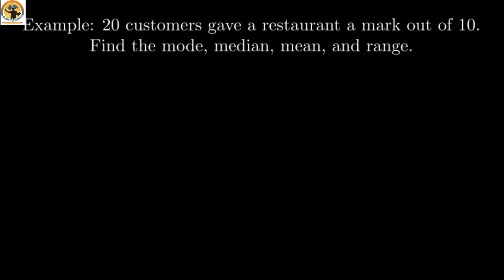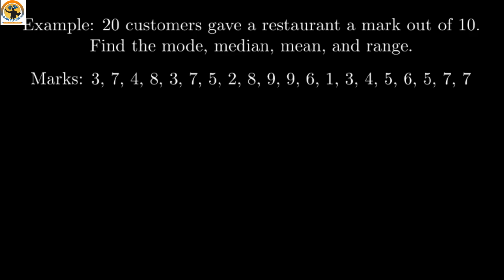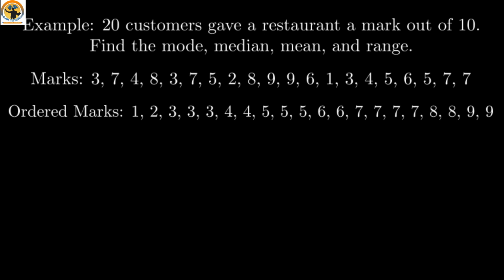Imagine 20 customers rated a restaurant out of 10. We want to find the mode, median, mean, and range of their marks. Here are the 20 marks they provided. The very first and most important step for finding the median and range is to put the numbers in order. Let's arrange them from smallest to largest. This ordered list is what we'll work with.